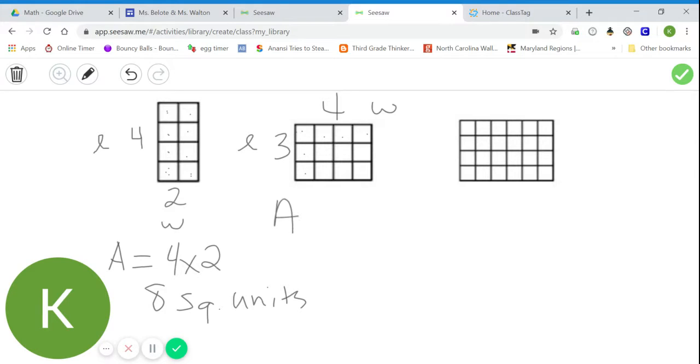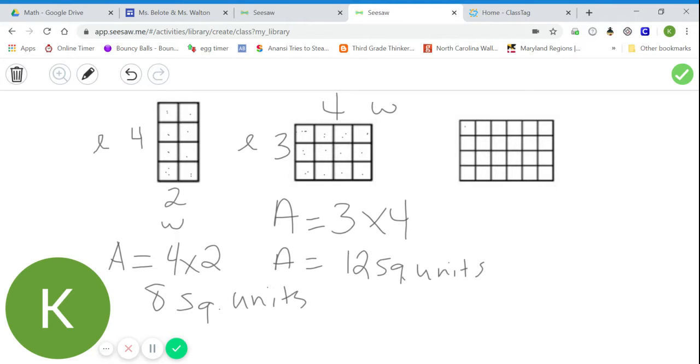Once again, I'm going to set up my equation. A equals area, so A is area. A is going to equal 3 times 4. So that means my area equals 12 square units in this shape. I'm going to double check that number by counting. 1, 2, 3, 4, 5, 6, 7, 8, 9, 10, 11, 12. So my area is indeed 12 square units.